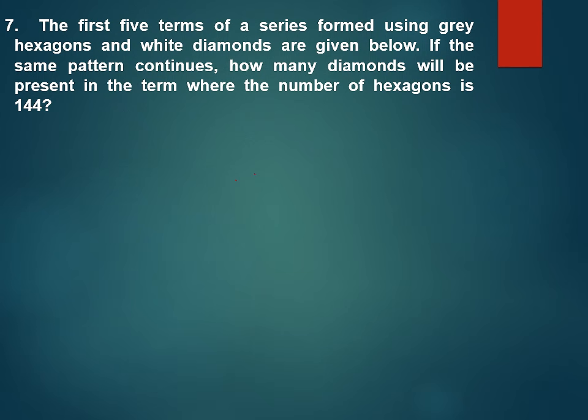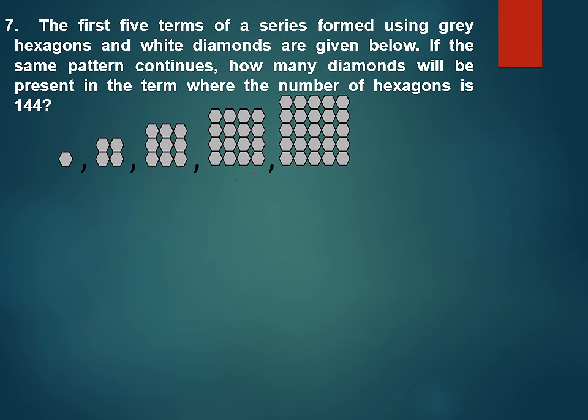Let's read the question. The first 5 terms of a series formed using grey hexagons and white diamonds are given below. If the same pattern continues, how many diamonds will be present in the term where the number of hexagons is 144? This time instead of numbers we have a pattern made using grey hexagons and white diamonds. Take a closer look at the first 5 terms. Can you notice how the shapes are increasing?